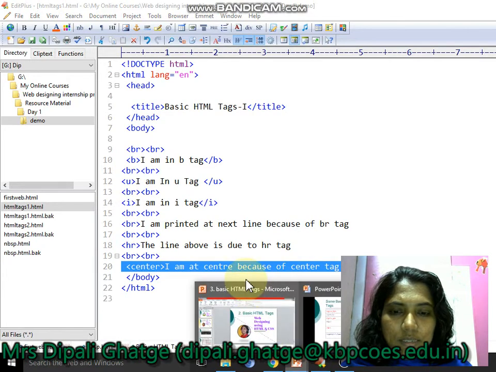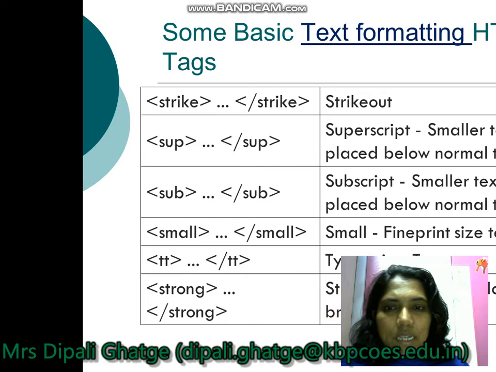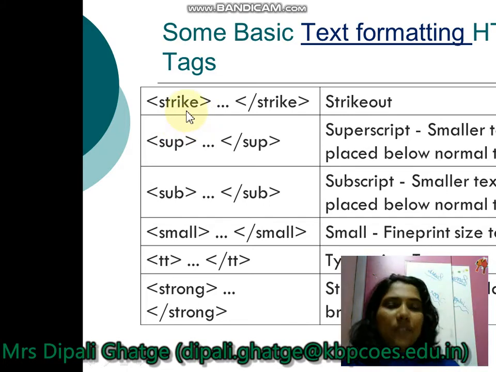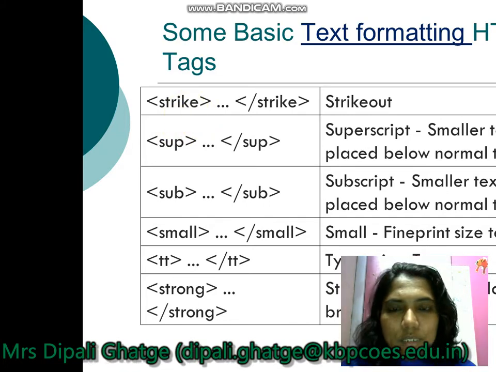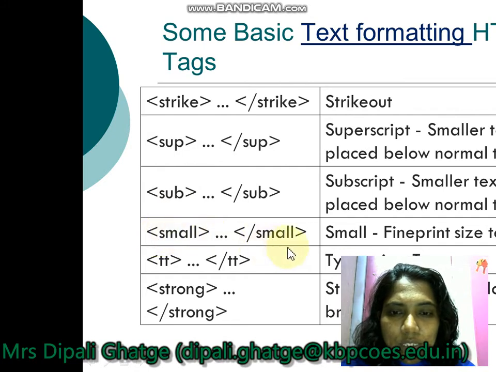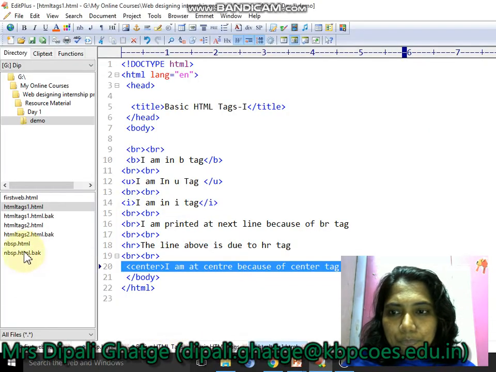So let's continue with the next tags, that is strike, then superscript, subscript, small and TT. You can understand the meaning of the tag just by its name itself. Strike is for striking the content, superscript, subscript, small for having small text, TT for having typewriter font text, and strong text that is shown as bold in most of the browsers. So let's see the example of the same.